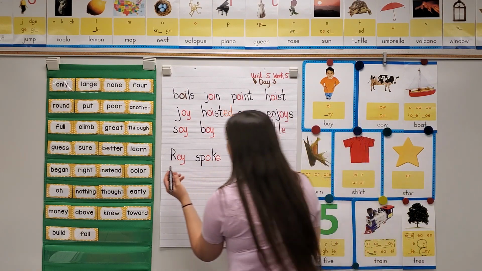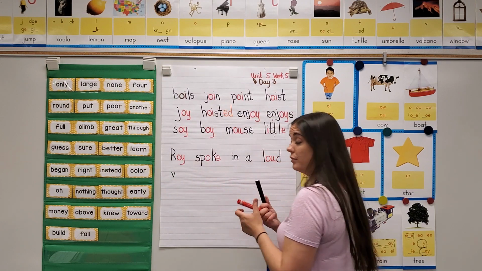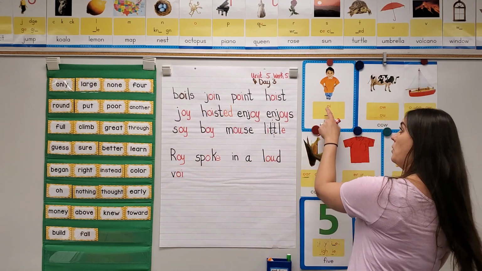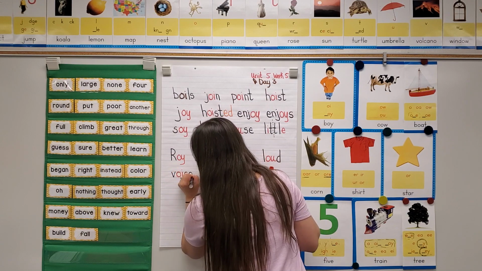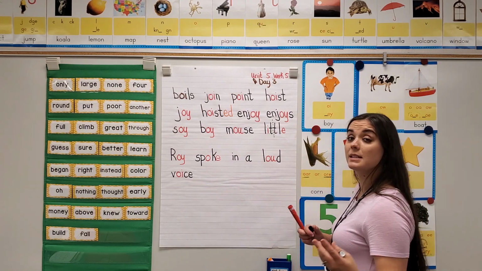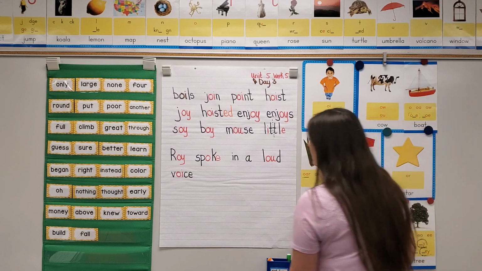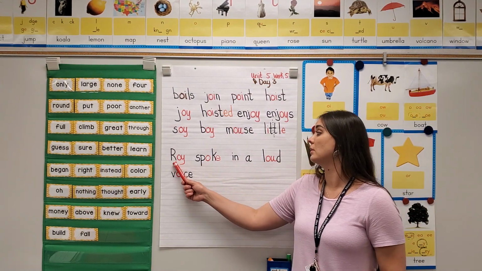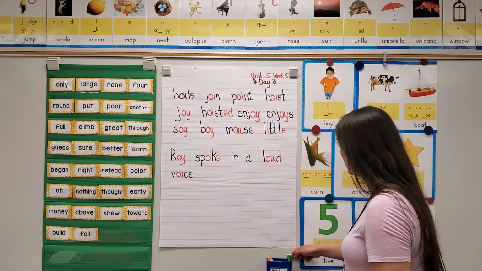Roy spoke in a loud, what do you think he spoke in a loud? V says v. O-I, oi. And C-E, that soft C, saying the S sound. S, v, ois, voice. All right, let's read our sentence. Roy spoke in a loud voice. Your turn. Perfect.